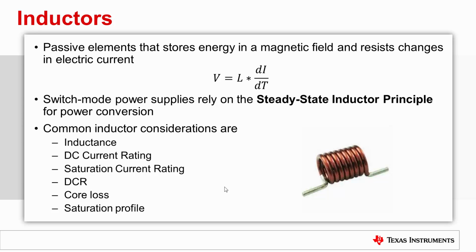Core loss is energy lost due to changing magnetic energy in the core during the switching cycle, and eddy currents, which are induced in the core material by a time-varying flux. Lastly, the saturation profile is defined by the core material.